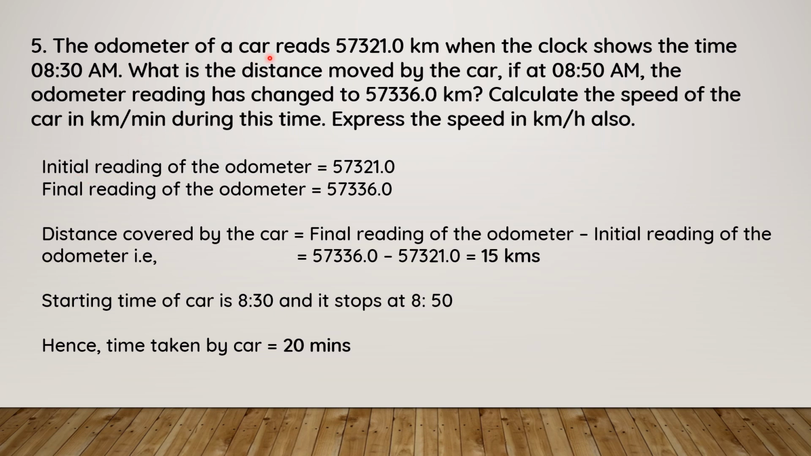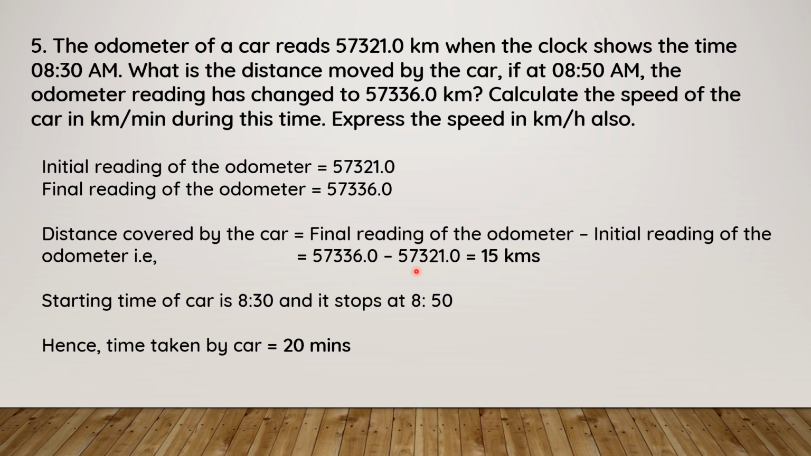The odometer, that first time, that is the reading. 57,321 kilometer. And final reading means 57,336 kilometer. Then distance covered by the car. So what is the distance? From this, final reading minus initial reading, we get that distance.